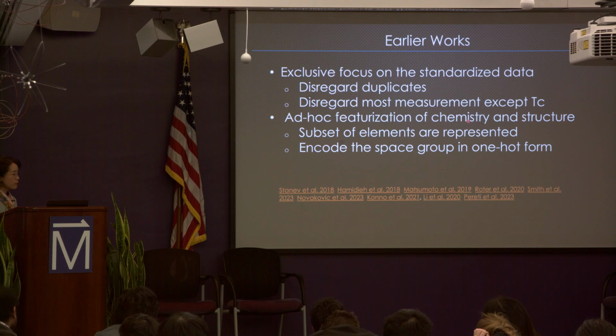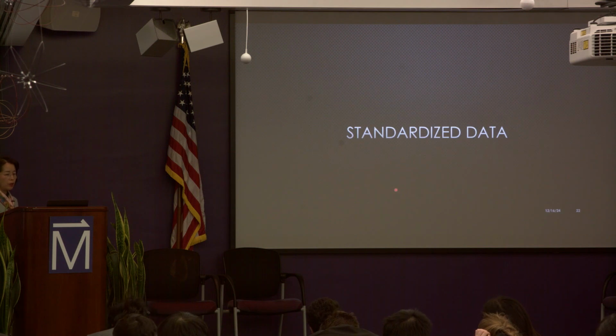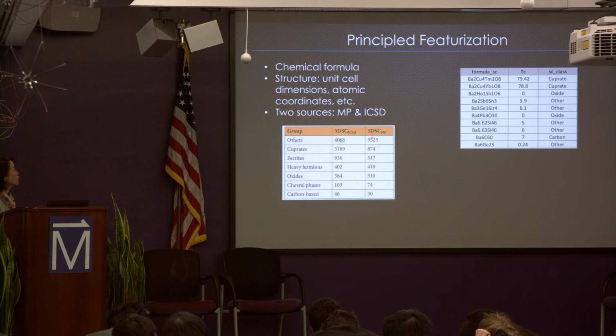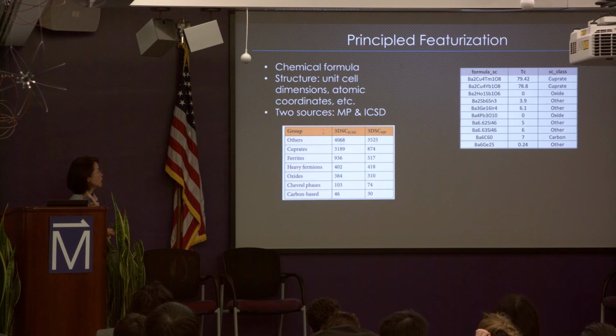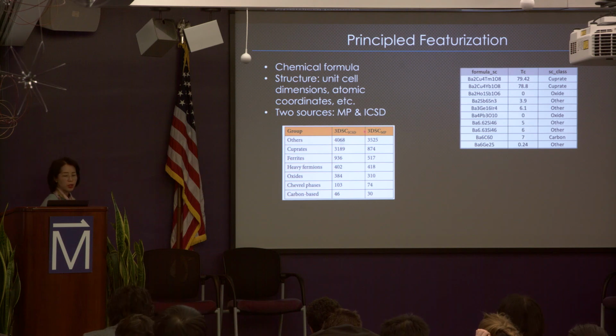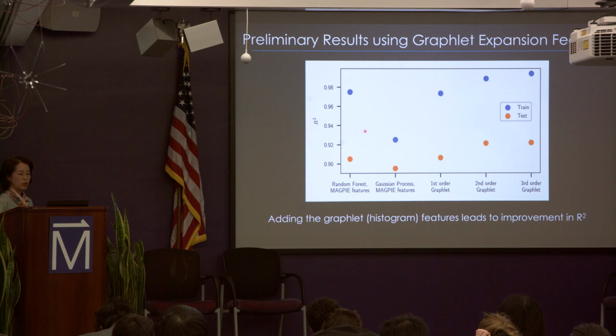So this is sort of what the landscape until now looks like. Our effort is to look at the structure and the chemical information simultaneously, by looking at the structure through a graphlet expansion. We're looking at the structural information from ICSD as well as Materials Project. Now, I cannot go into the details of how we are featurizing, how our graphlet expansion actually works.